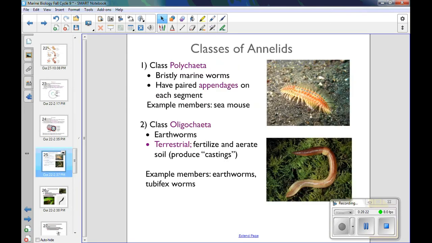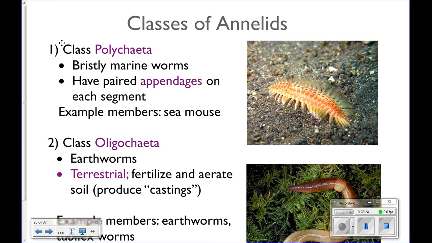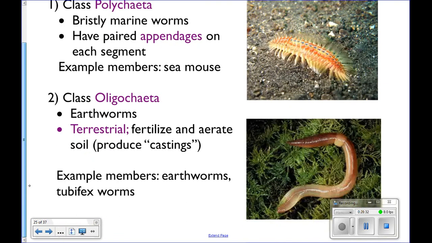So those are polychaete worms. Oligochaete worms, those are earthworms. Those are terrestrial. You'll find them on land. Hopefully you're fairly familiar with what an earthworm looks like. Okay, there's your little earthworm.